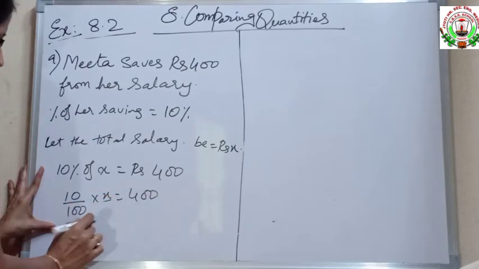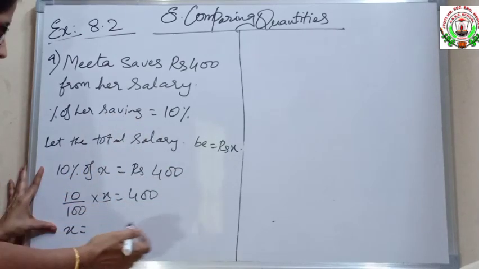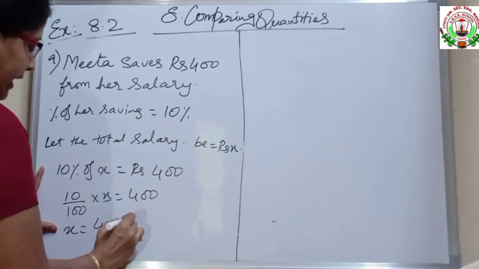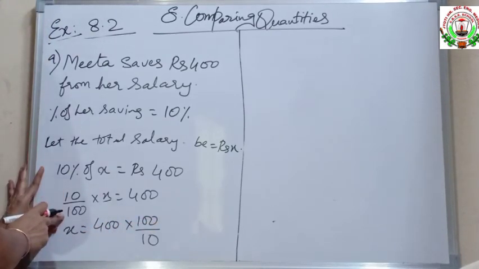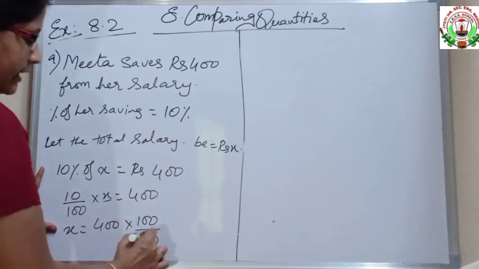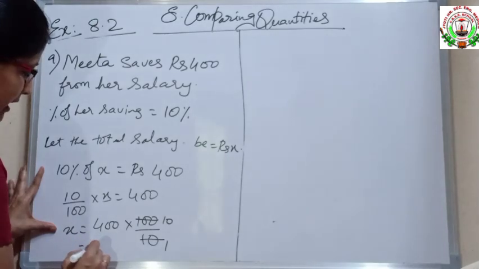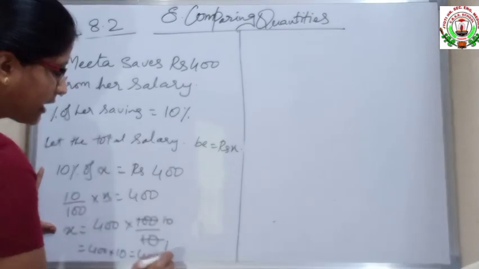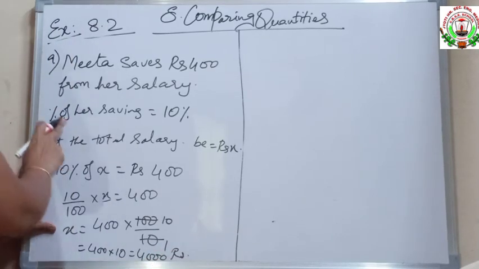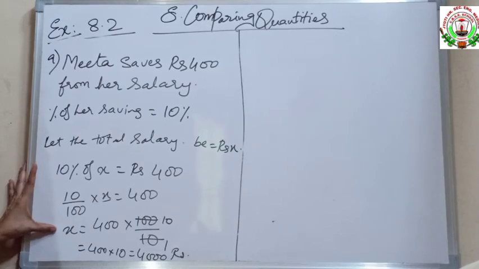So I am leaving this X and taking this 10 by 100 to the right hand side. So it becomes its reciprocal. So 400 into 100 by 10. 10 by 100 reciprocal is 100 by 10. See, 10 ones are 10, 10 tens are 100. So here it is 400 into 10, that is 4,000 rupees. So her total salary is 4,000 rupees here.